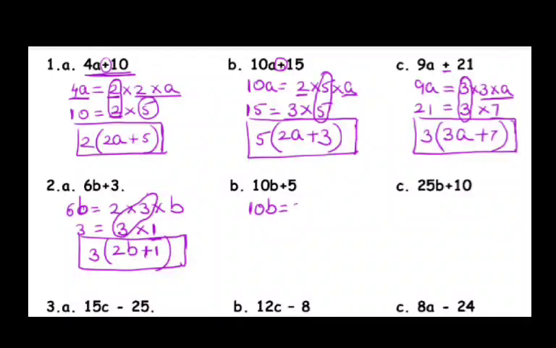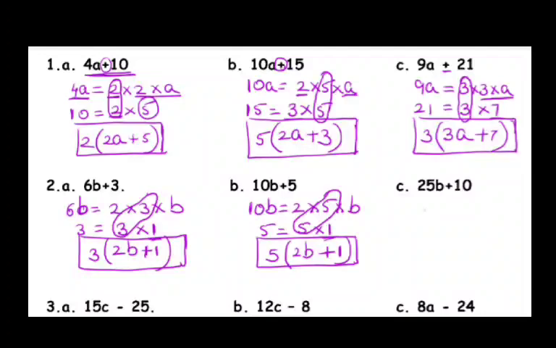10b is equal to 2 into 5 into b. 5 is equal to 5 into 1. Here we have 5 in common. Write it outside. 2b inside plus 1, as here we have 1.